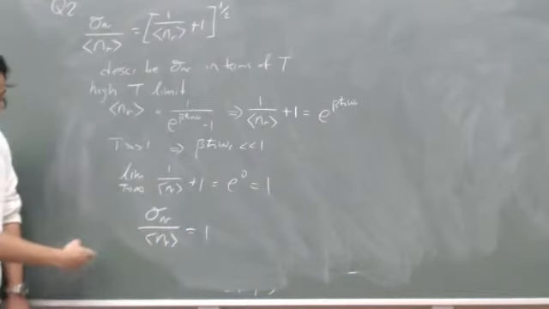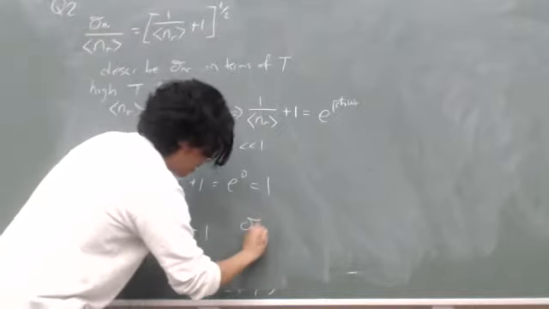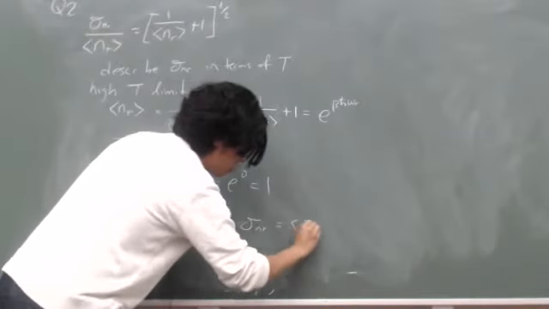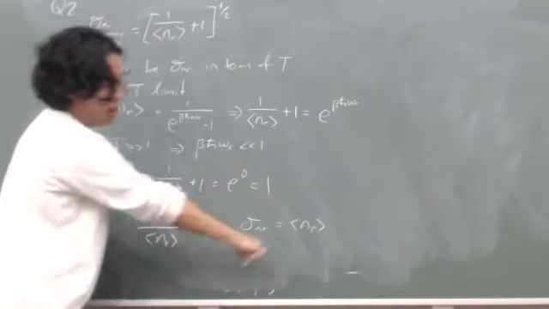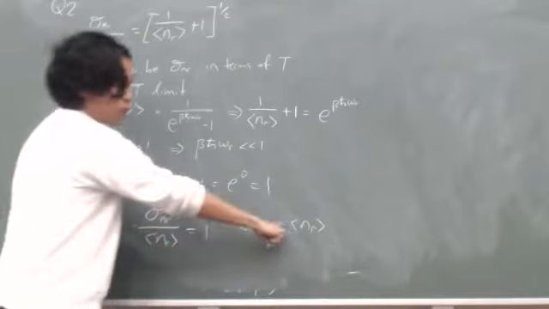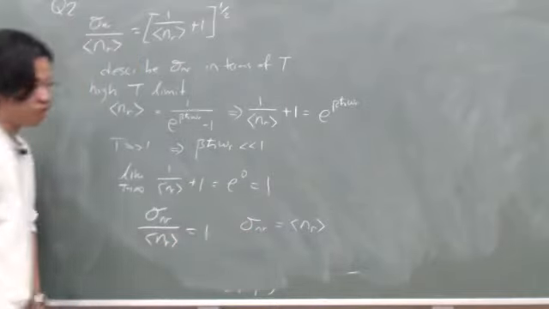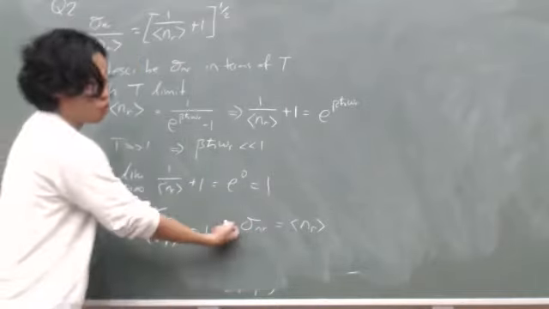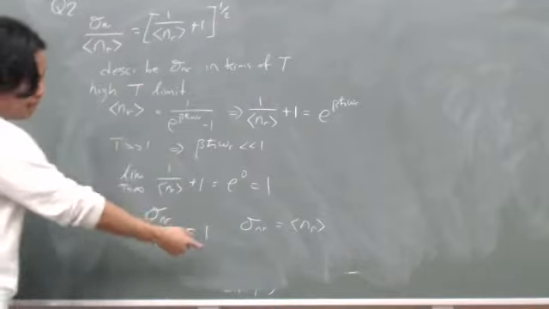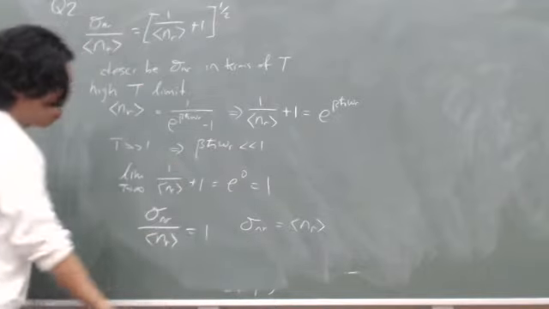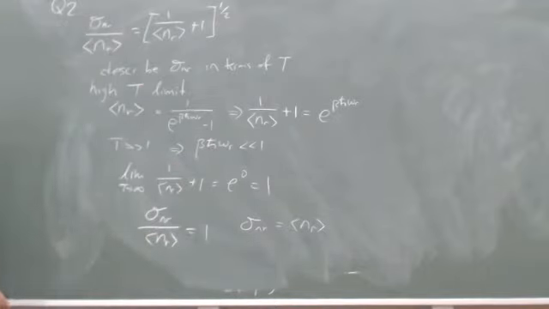And what that tells you is that at high temperature, sigma nr is the same order as your occupation number, which is very large because at high temperature, you're going to have a high occupation number. And at high occupation number, your fluctuation ends up being the same order. That means you also have an extremely large fluctuation. So sigma is the same order as nr at high temperature, which is extremely large.